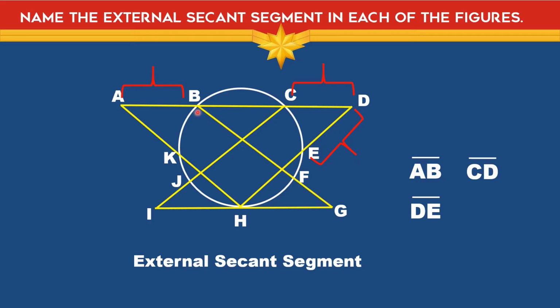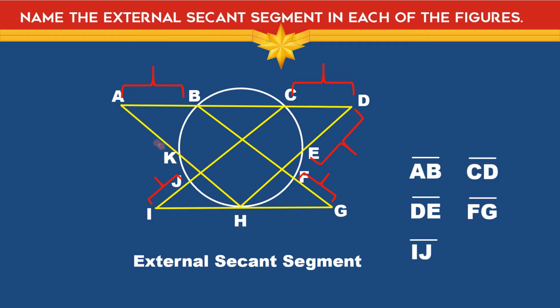How about if we are referring to segment BG? The external secant segment is segment FG or GF. But in here, is segment IG a secant? No, it isn't. So we don't have any external secant segment in that part. How about if we are referring to segment IC? The external secant segment is segment IJ or JI.